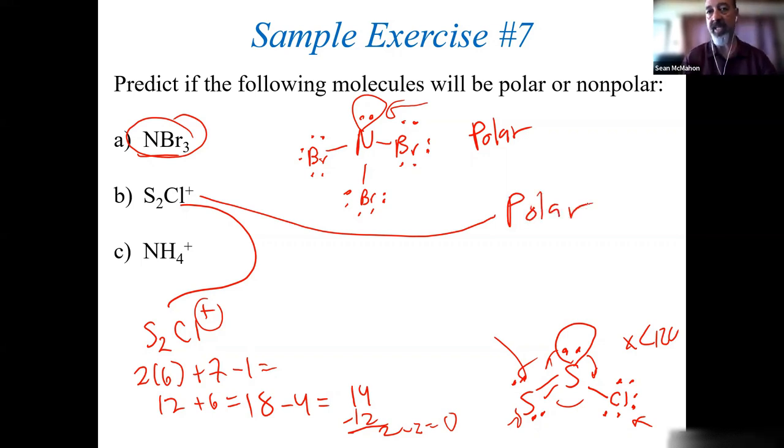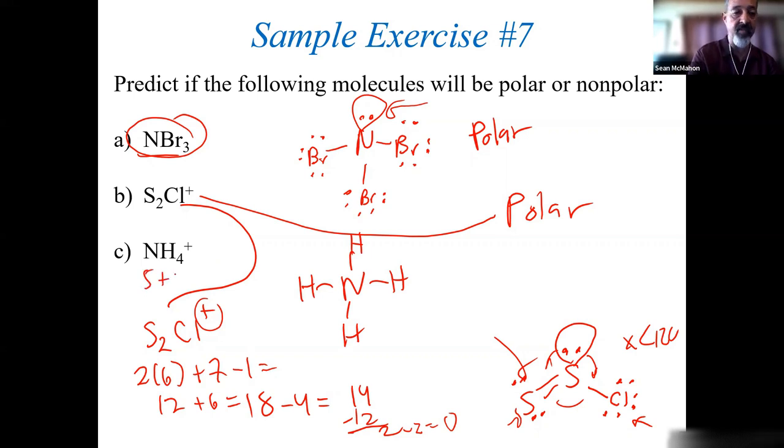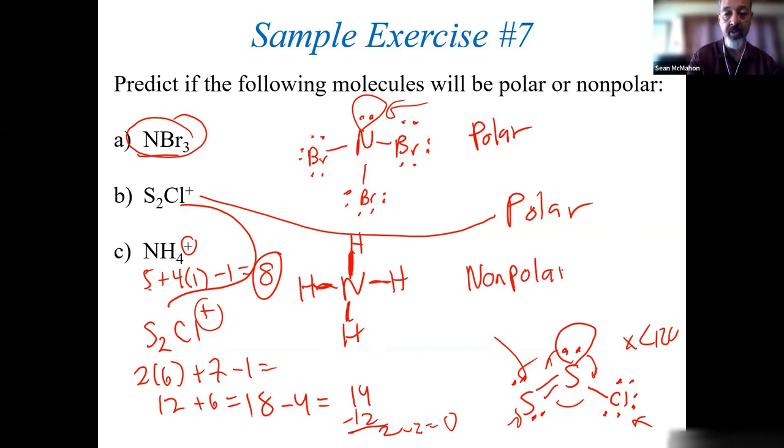So then last but not least is ammonium, which is basically this structure. How did I get that? 5 valence electrons for nitrogen. There's 4 hydrogen, each has 1. The plus charge, I subtract 1. So 5 plus 4 minus 1 is 8. So 4 hydrogens, 1 bond, 2, 3, 4. 2 times 4 is 8. There's no more. All 4 groups are the same. So this is a symmetrical molecule, and this is nonpolar.